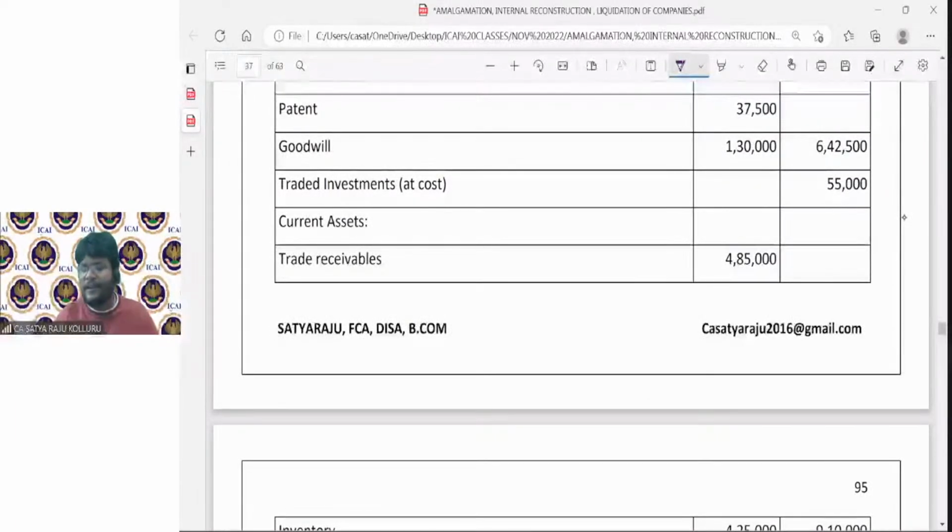Then the company initiated the internal reconstruction process. After that, at the time of preparation of financials, we use the word "and reduced". For such an internal reconstruction procedure, we need to provide the journal entries. After that, we need to prepare the balance sheet.